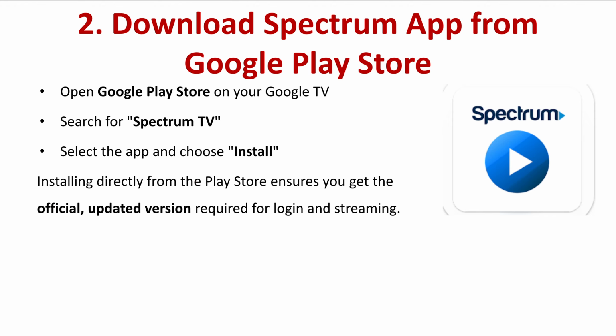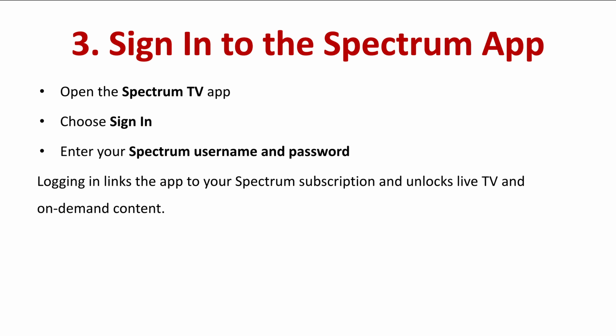Second one is download Spectrum app from Google Play Store. Open Google Play Store on your Google TV, then search for Spectrum TV. Select the app and choose install or get. Installing directly from the Play Store, ensure you get the official updated version required for login and streaming.